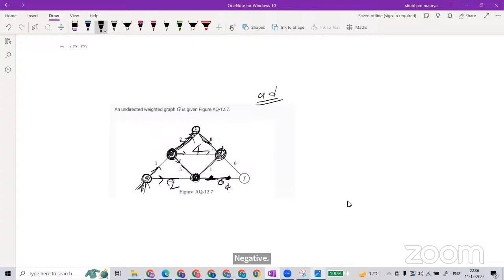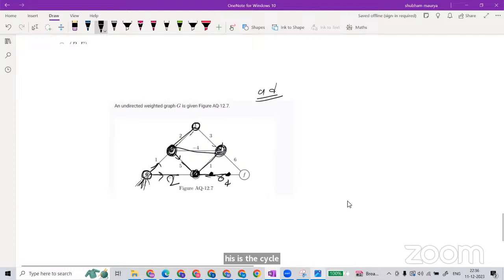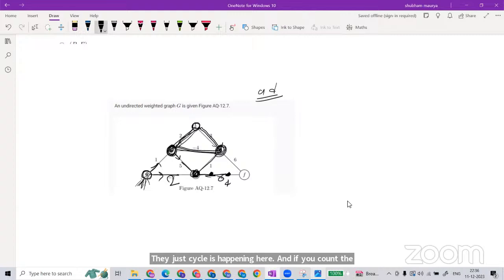Sir, what is meant by negative weight cycle? A negative weight cycle means there is a cycle which has a negative weight, meaning overall, when we add all the paths of that cycle. Suppose this is a cycle, no? This one is a cycle, this is a cycle that is happening here. And if you count the weight here, what is the weight of this cycle only? What is the weight of this cycle?